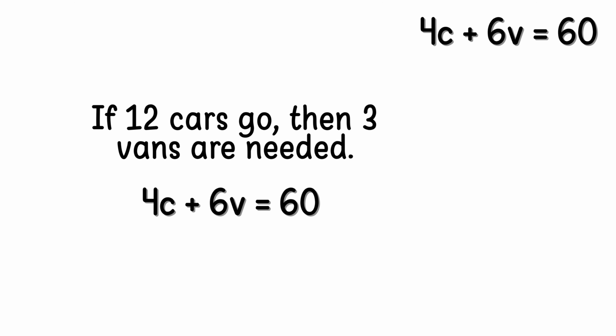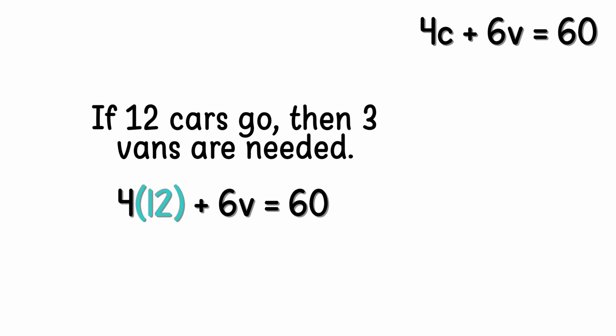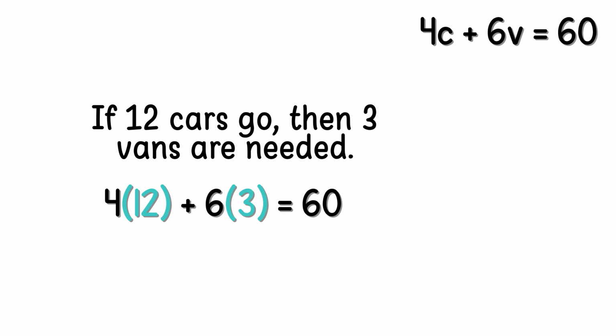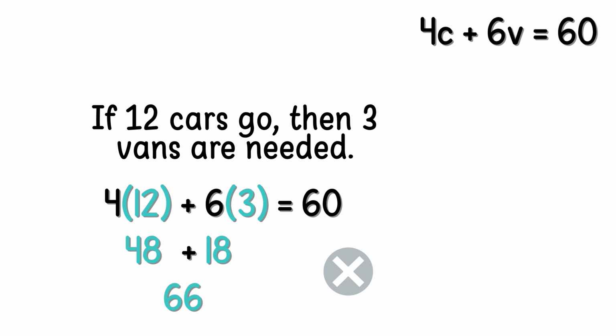Let's start by taking the equation they gave us. And we'll replace C with 12, since we know that 12 cars are going. And V will become 3, since 3 vans are going. 4 times 12 gives us 48, and 6 times 3 gives us 18. Adding these gives us 66, so we were able to transport 66 students when we only needed to transport 60. So we actually could have just taken 2 vans instead of 3, instead of having 6 extra seats. So this is a false statement since we needed 2 vans and not 3.